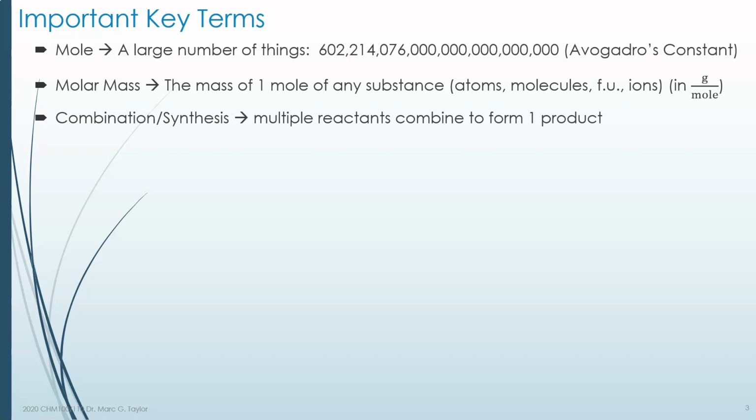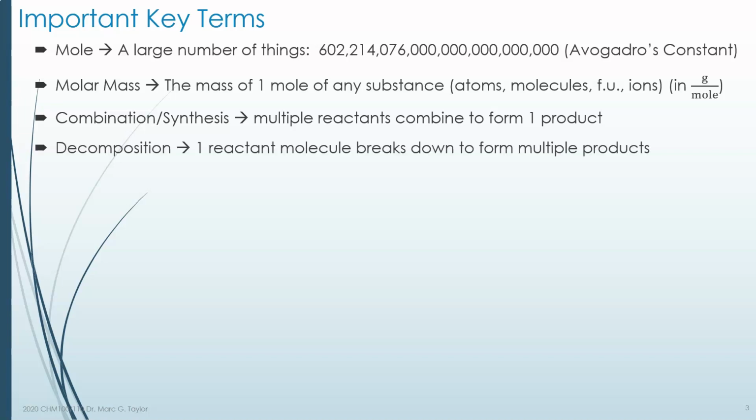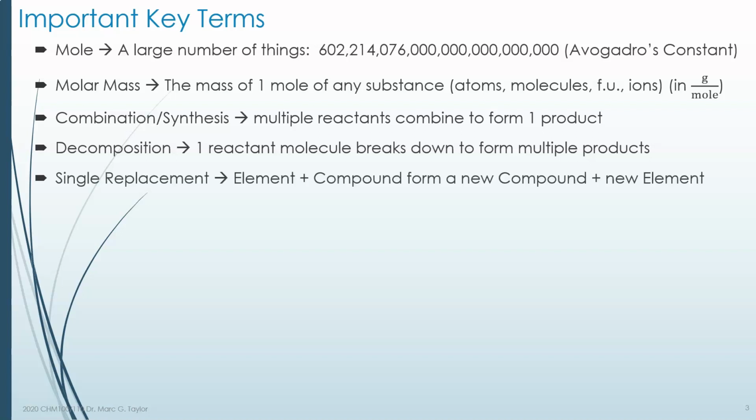One of the reaction types is called combination, also known as synthesis, and this is where multiple reactants, typically 2, maybe 3, combine together to form a single product. The opposite of that would be to start with a single reactant, and this would break down into multiple products. This is known as decomposition. We also have 2 types of what are called replacement reactions, single replacement and double replacement, also known as single displacement and double displacement, respectively.